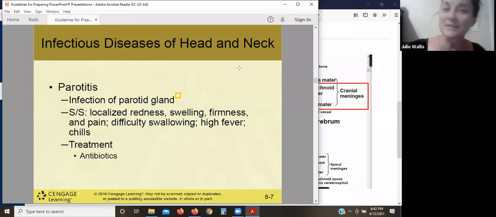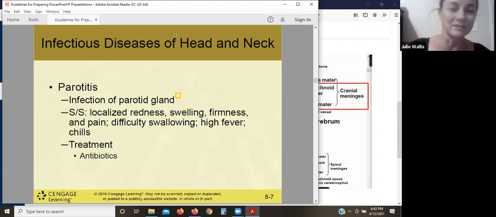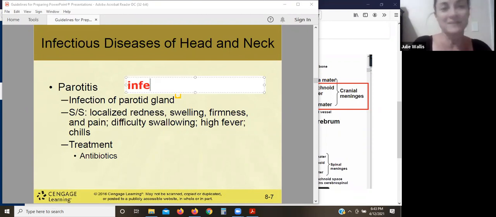All right, next one is parotitis. I don't know if I'm pronouncing that correctly. Parotitis is an infection of the parotid gland, which is one of the major salivary glands. I put this in here because this is included within the diseases of the head and neck. I didn't notice if this question's still on the final exam, but it had this as an infection of the digestive system. So just because it's a salivary gland, it's considered a part of the digestive system. Oh, I think I have that in the note. So that's in the note.